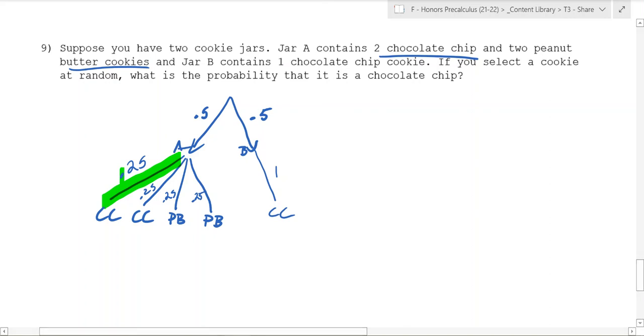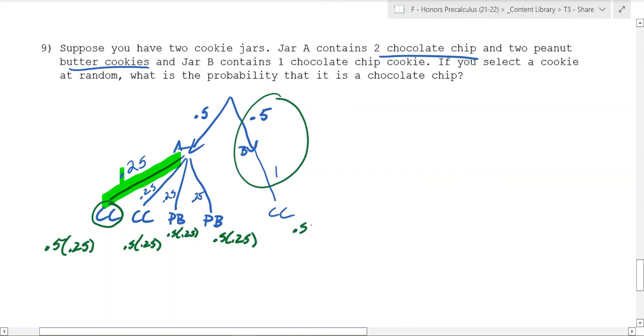So what you can do here is figure out the probability of each of these. So what's the probability of ending up here? The probability of ending up there is 0.5 times 0.25. And that's the case for each of these. This is 0.5 times 0.25. This one is 0.5 times 0.25, and this one is 0.5 times 0.25. Each of these is a conditional probability, and the chance of ending up here is just 0.5 times 1.